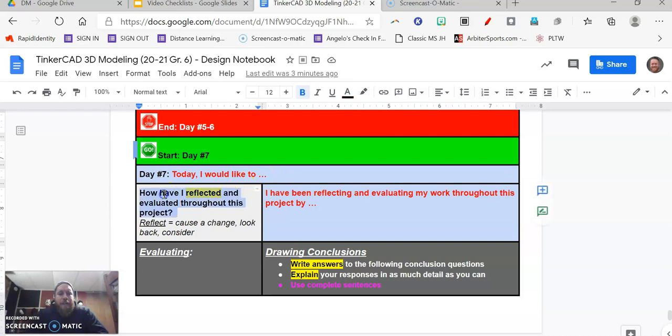Here's our essential question: how have I reflected and evaluated throughout this project? So reflecting, that act of reflecting means causing change. It means looking back on things, considering, being thoughtful about things. So how have you done that throughout this entire project? Make sure you answer this question at some point today.